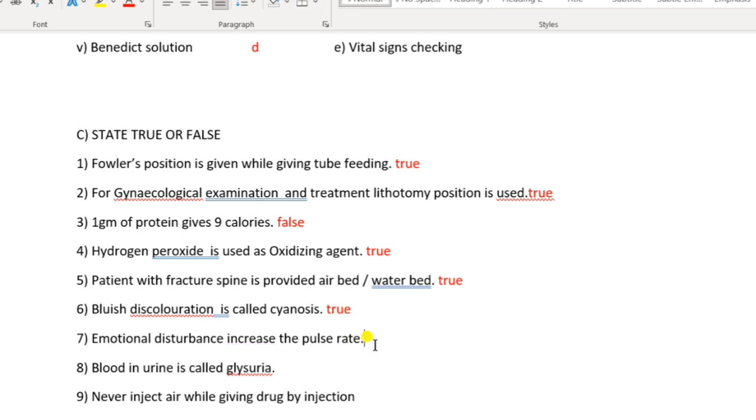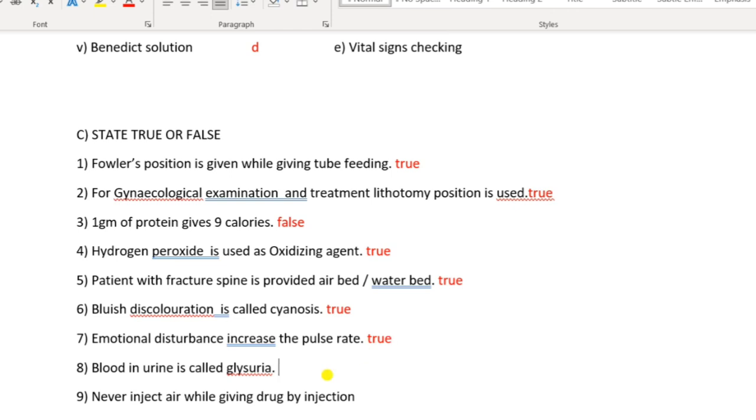Then, emotional disturbance increases the pulse rate. Yes, emotional disturbance can occur when a person gets emotional. If a person is emotionally disturbed, it leads to stress, in which the heart rate can be increased, ultimately increasing the pulse rate. So this is a true statement.